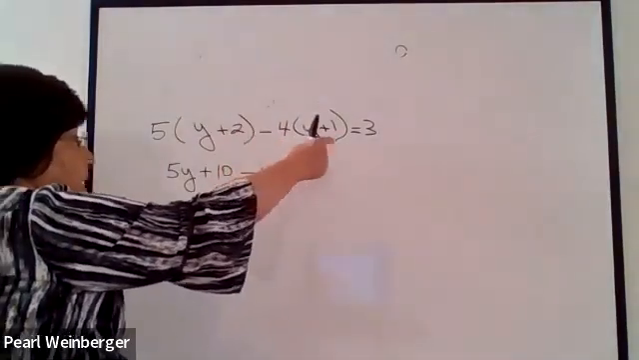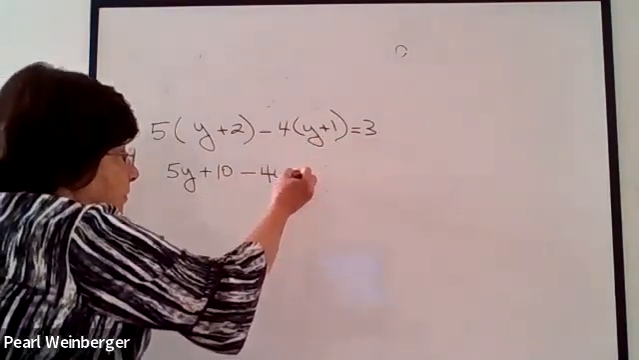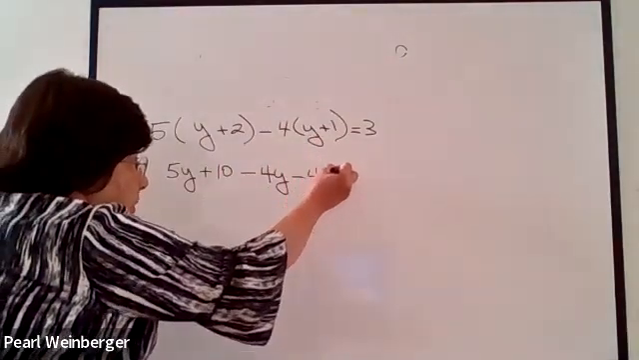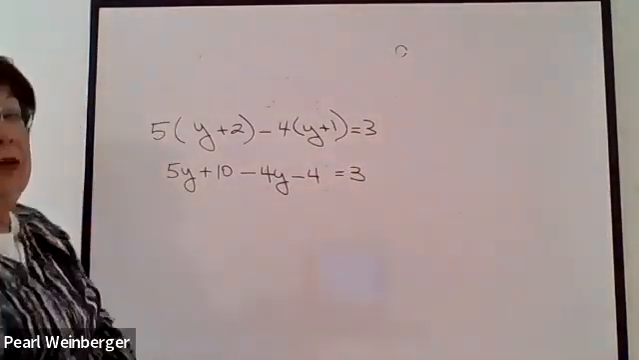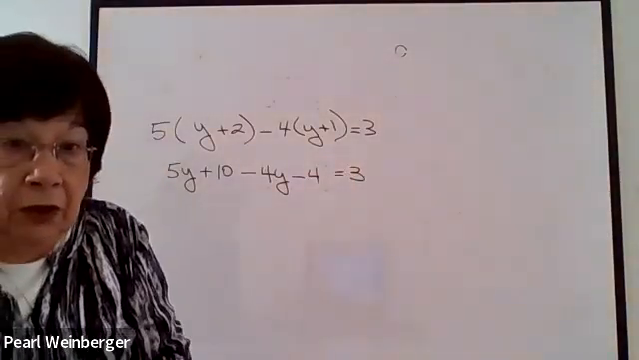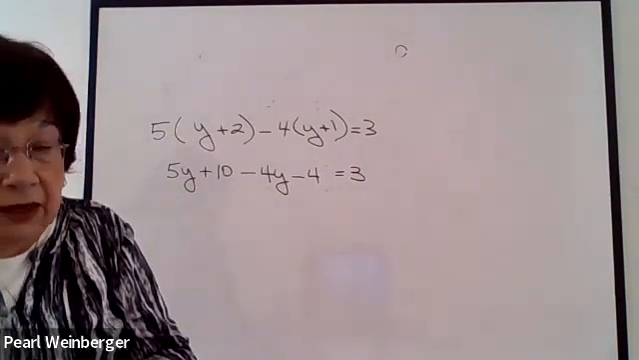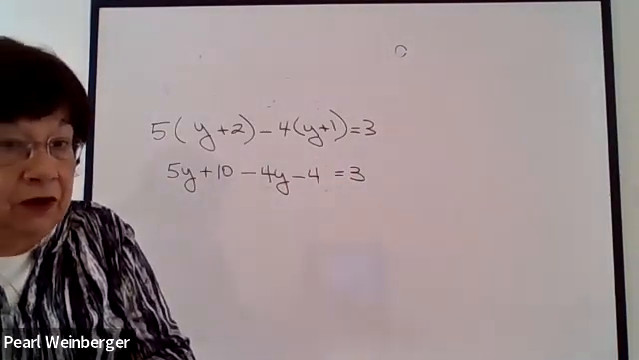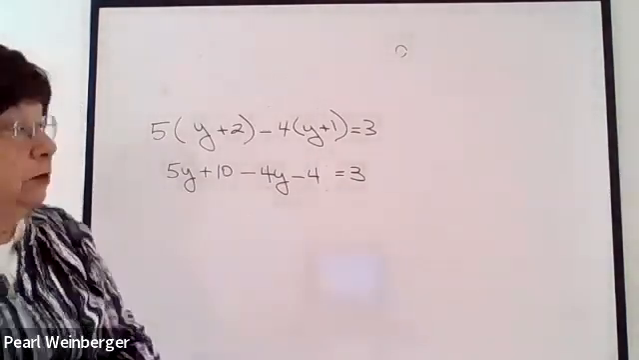And -4 times +1, a negative times a positive is negative, is going to give me -4. And that's going to give me equal to 3. Be very careful when you're multiplying and when you're adding and subtracting to be very cautious with those signs.